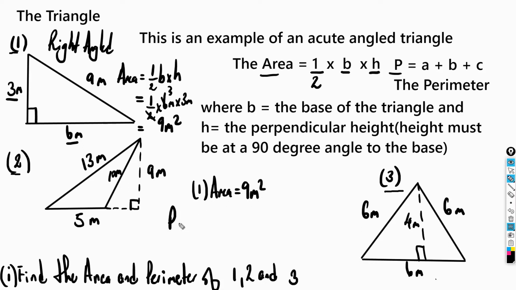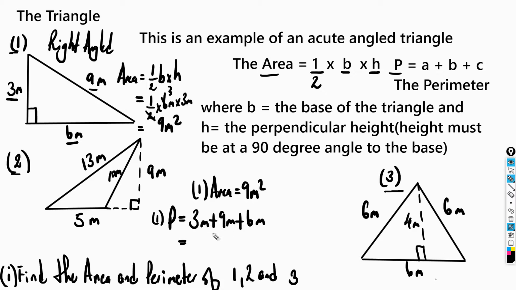Now the perimeter, P, would be equal to A plus B plus C, meaning the distance of all the 3 sides of the triangle. So 3 meters plus 9 meters plus 6 meters would be equal to the perimeter for number 1. And that would end up being 12.